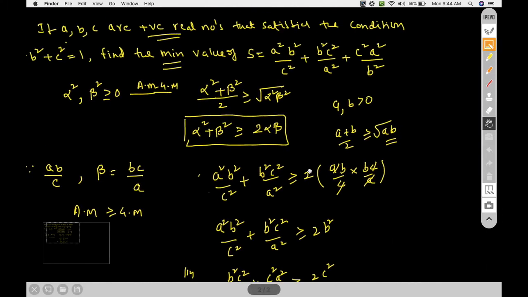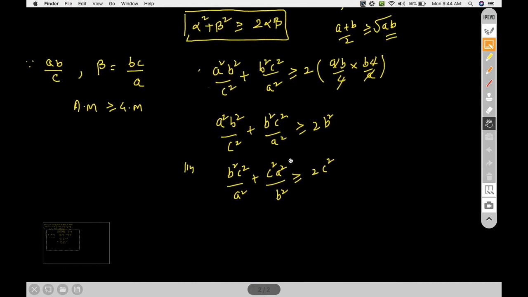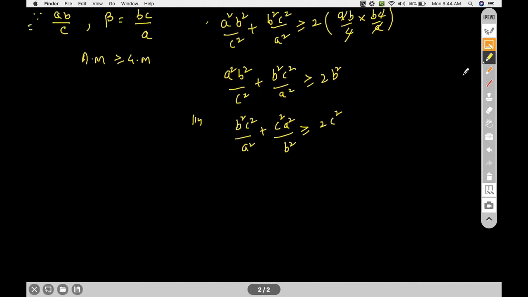Similarly, if you apply AM is greater than or equal to GM for the other terms, this result holds for AB by C and CA by B. Similarly for AB by C, that is A square B square by C square, and C square A square by B square, is greater than or equal to 2 times what you get here, 2A square.